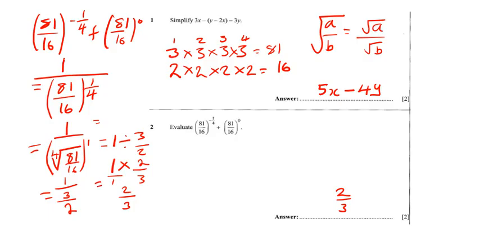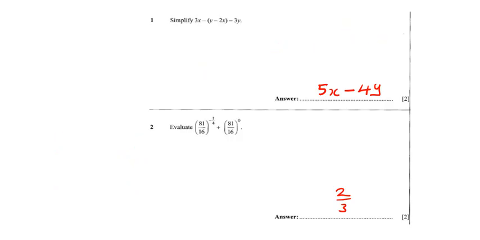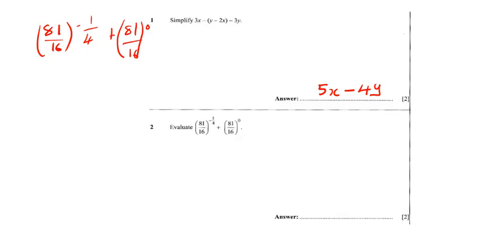So the other method which you can use is the crook method. Since you have 81 over 16 to the power negative 1 over 4 plus, oh sorry, I've forgotten one thing. We have forgotten plus this, right? So we say plus 81 over 16. So I've just forgotten this, guys, sorry. So this is not our final answer.